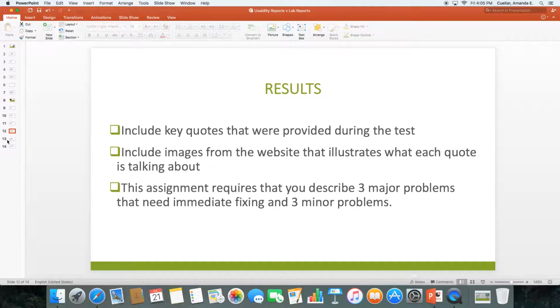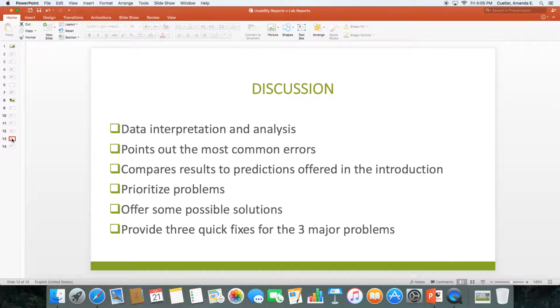Then in your discussion section, you will offer interpretation and analysis of your results. This section describes the most common errors that were made by the users and relates them back to the predictions that were made in the introduction. And when I say common errors, these are errors that you anticipated. In a real setting, there would be multiple participants involved in the usability test, so there would be more data to work with. And so for this one, you're just getting your data from one participant.